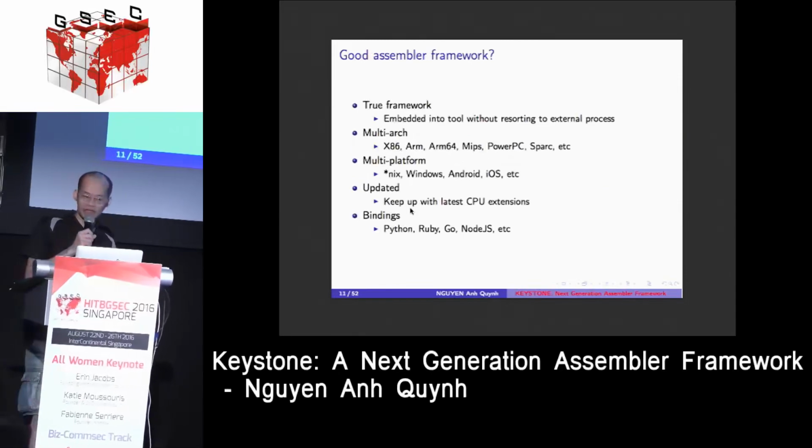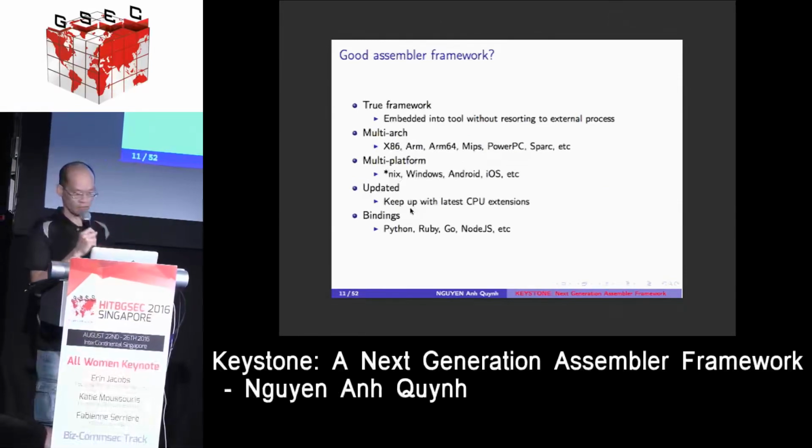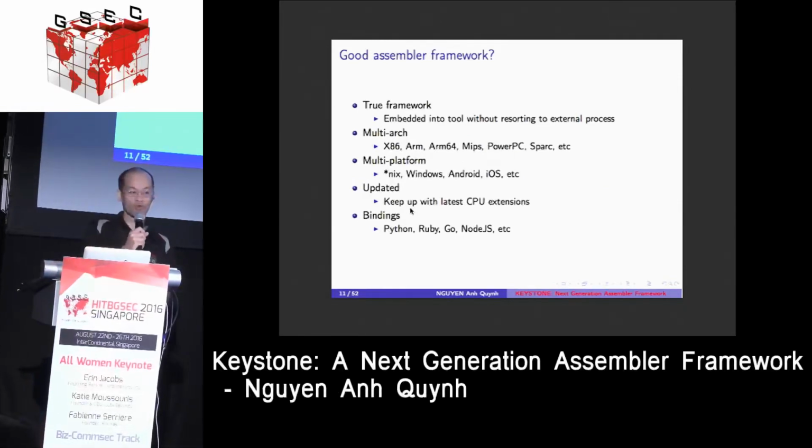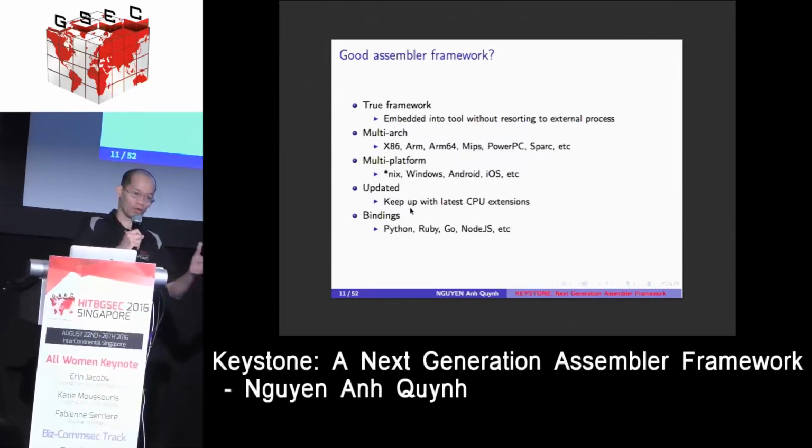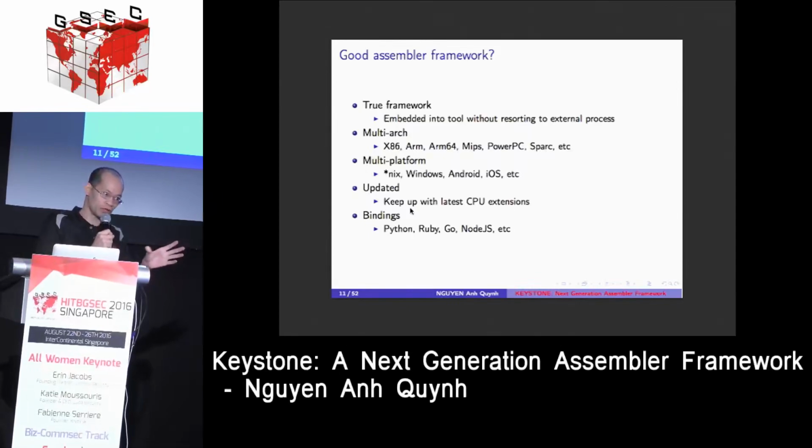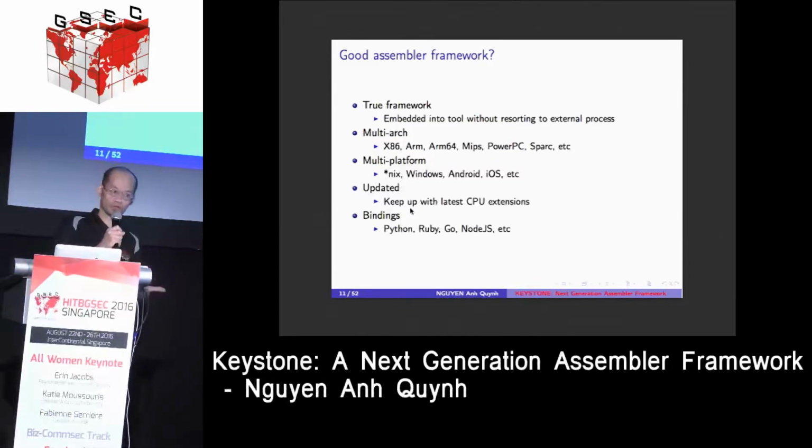So here's my definition for good assembler frameworks. First, it must be a true framework, which means that when you compile some assembly code, you should not call an external process to do that, but do everything internally. So you can embed your assembler inside your tool, and you do not need to depend on an external process.